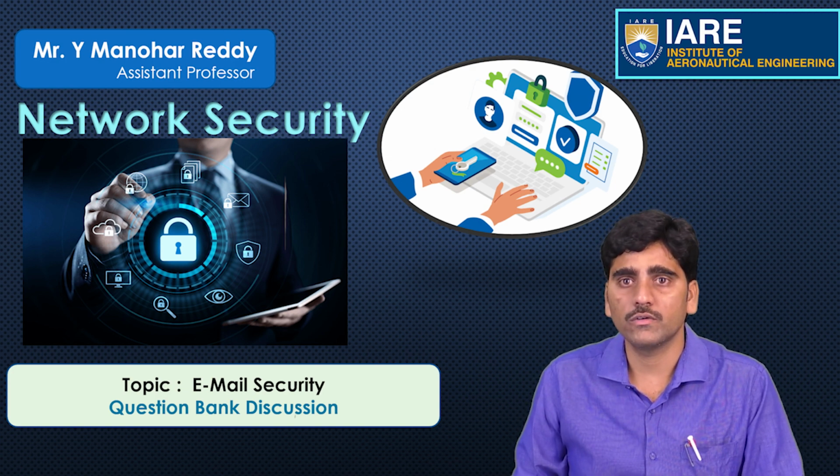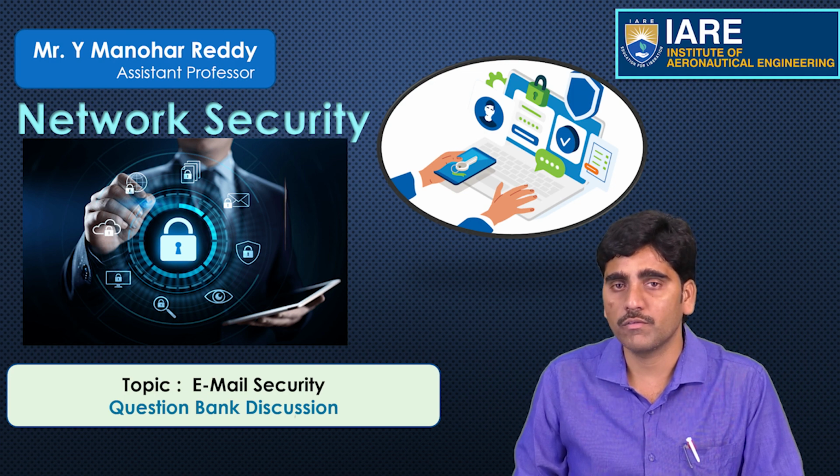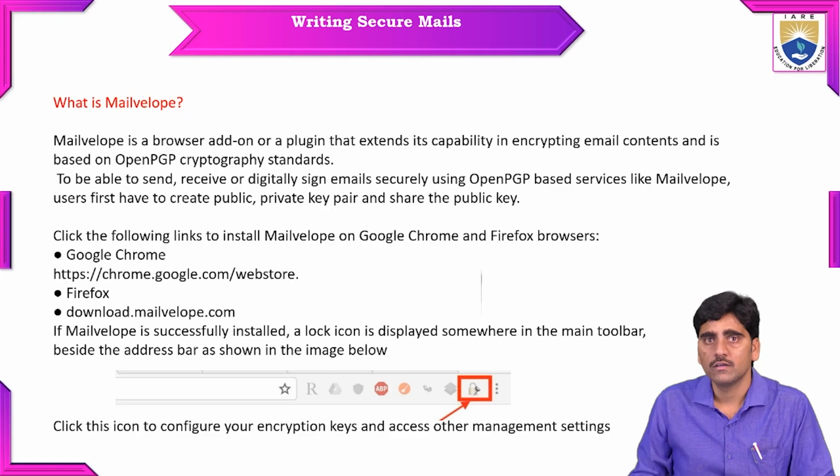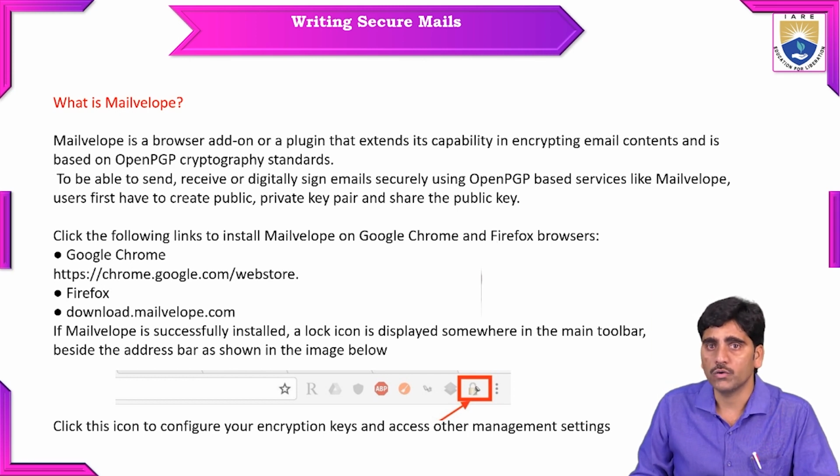Today I am going to discuss how to write secure emails with the Mail-V-Loop software. Mail-V-Loop service is one type of PGP service. So what is Mail-V-Loop actually? We already discussed in the previous sessions that PGP, Pretty Good Privacy, is a type of service to write secure emails and to write secure files also. So sending and receiving files in a secure way.